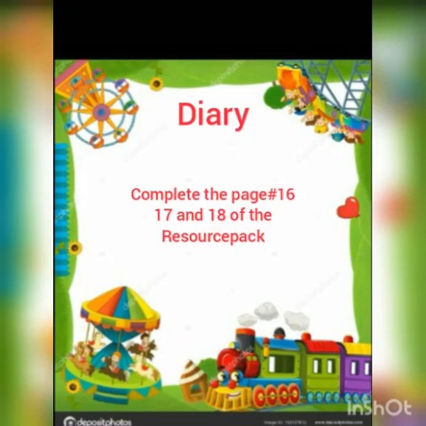Now dear students, note in your diary. Your homework is to complete pages 16, 17 and 18 of the resource pack.